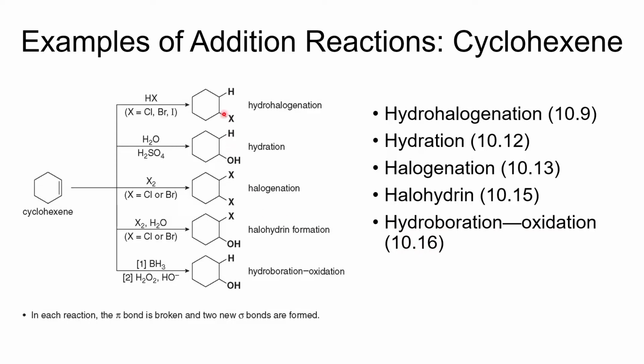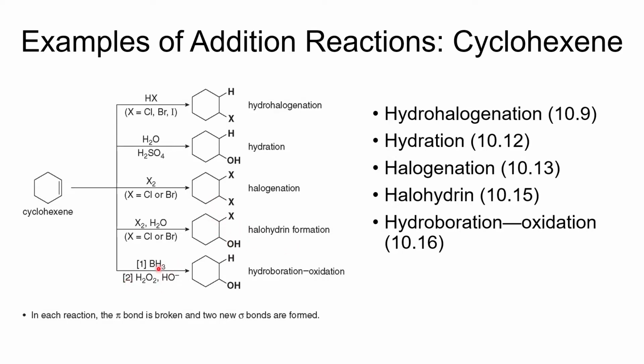10.16. When we look at these, for hydrohalogenation, we're adding HX across the carbon-carbon double bond. In hydration, we're adding a water molecule, H and OH across the double bond. In halogenation, we're adding two halogen atoms across the pi bond. And here in halohydrin formation, we are adding a halogen and OH across the pi bond. That one's kind of interesting.